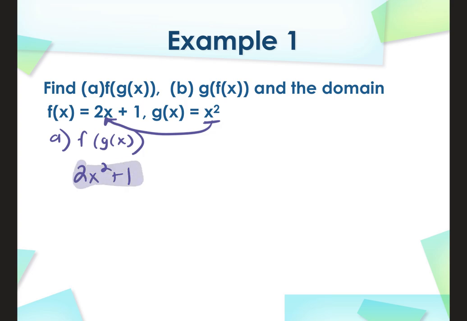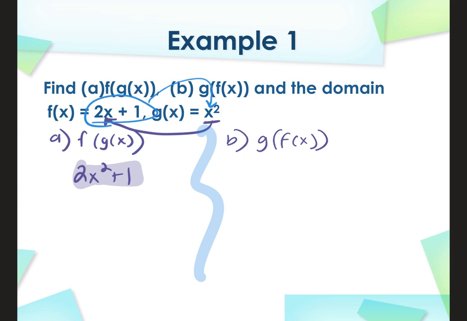Again, I'm going to come back to the domain after we're done with both. B says find g of f of x. And this time we take the f of x and we plug it into the g. So I'd get 2x plus 1 in parentheses squared. And if this is multiple choice, you might see that as an answer. If it's not multiple choice, then that does work as an answer, but you also might see it expanded.